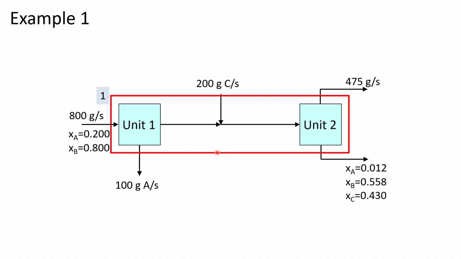The red control volume you see here, that's labeled control volume 1, is the overall control volume. It contains unit 1, the mixing point, and unit 2. If you look at the streams that cross this overall control volume, we have the feed to unit 1. This bottom product from unit 1 crosses the control volume. This feed to the mixing point crosses, and two product streams from unit 2 cross it.